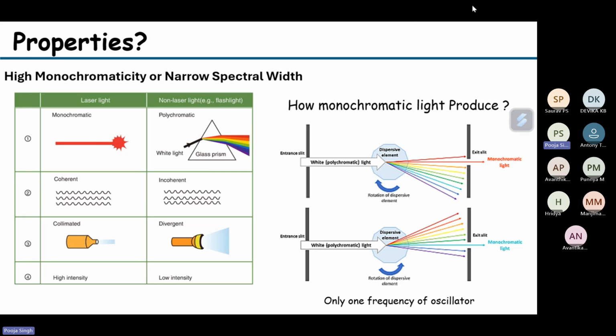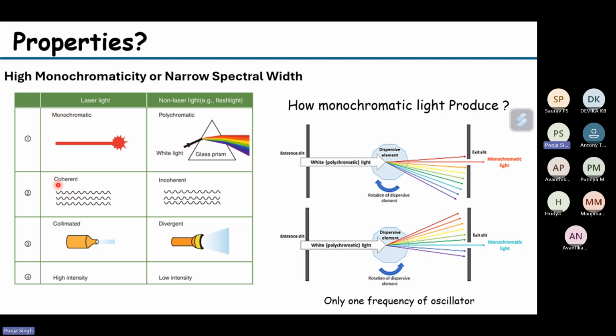And I hope you have studied the Young double slit experiment. So how can we extract the single wavelength of the light? When your entrance light source passes through a small slit, it will have some dispersive medium that will disperse the light into particular wavelengths, and through a small exit slit one wavelength of the light will pass through. This is how we can produce monochromatic light. If you change the rotation angle of the dispersive element, different wavelengths of the light can be extracted. So this is the first important property, the high monochromaticity of the light.